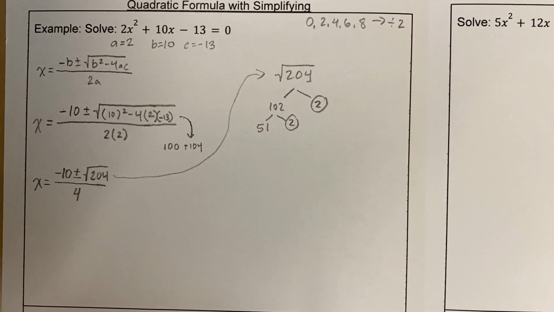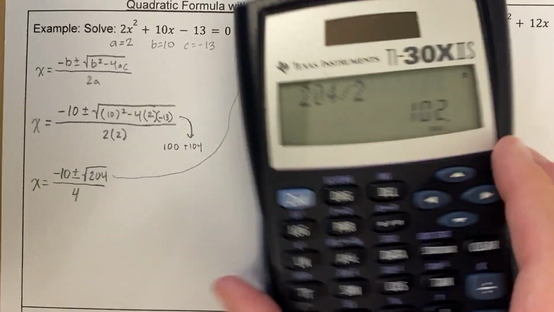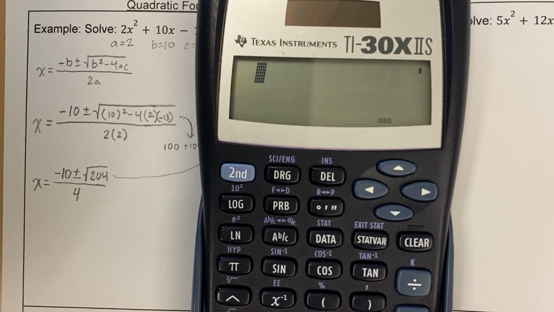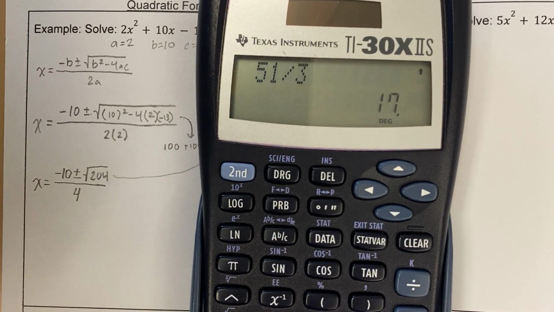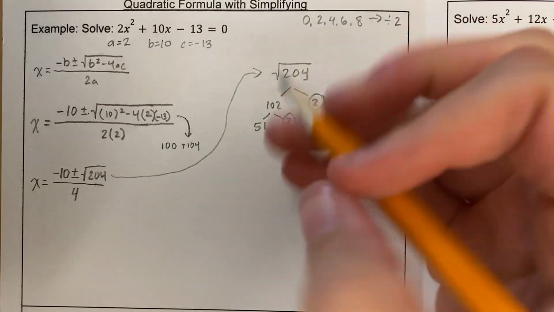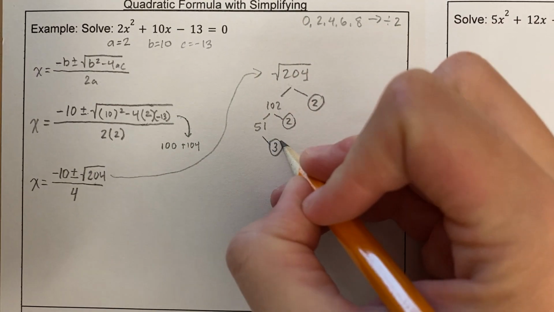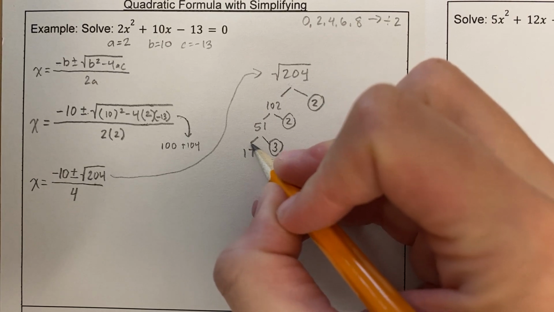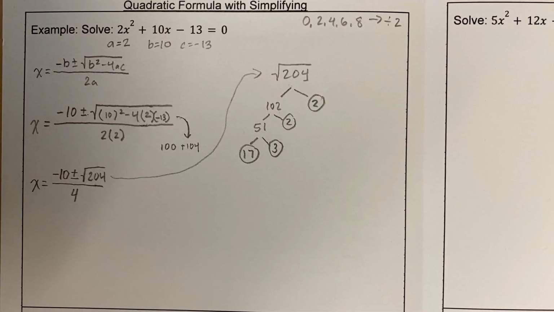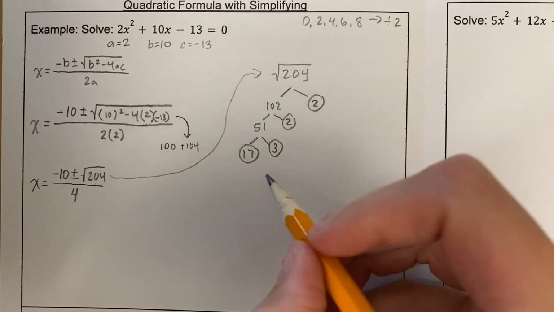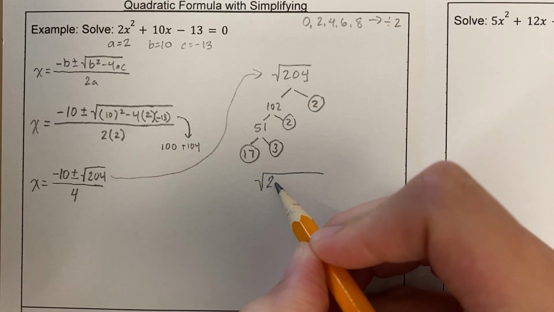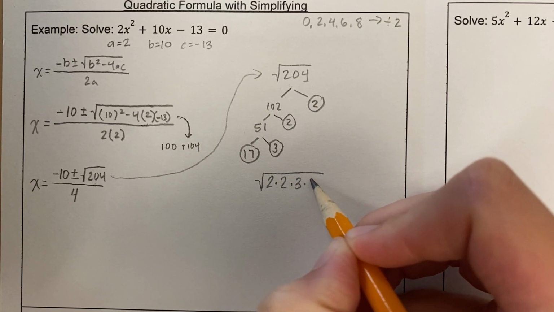Okay, now this one's a tricky one. 51, what can 51 be divided by? It's not even, it can't be divided by 2. So watch, I'm just going to do like, okay, I wonder if it can be divided by 3. Okay, oh, it can be. So I'm going to say 3 and 17. And 17 is actually prime, right? 17 can't be divided by anything, and I'm done. So I have this as my prime factorization, and I'm going to go ahead and simplify.